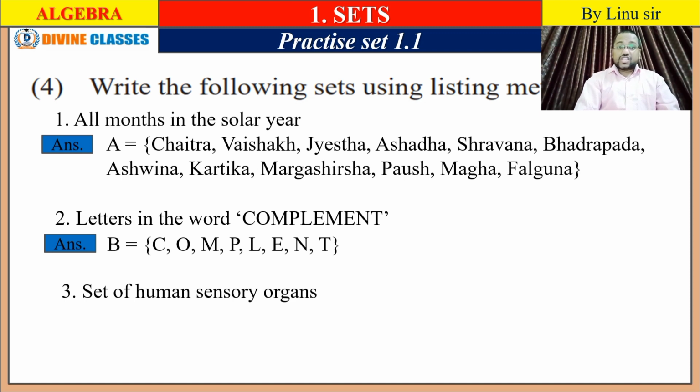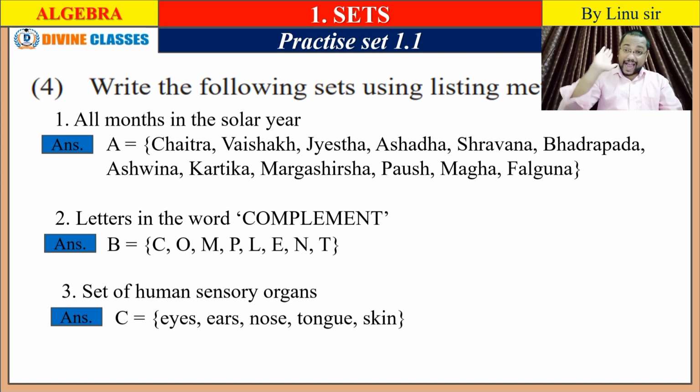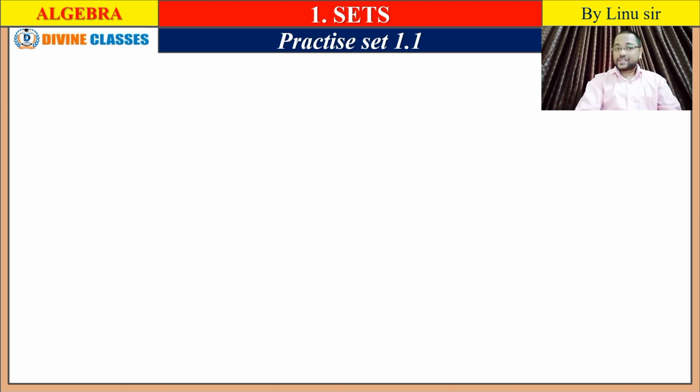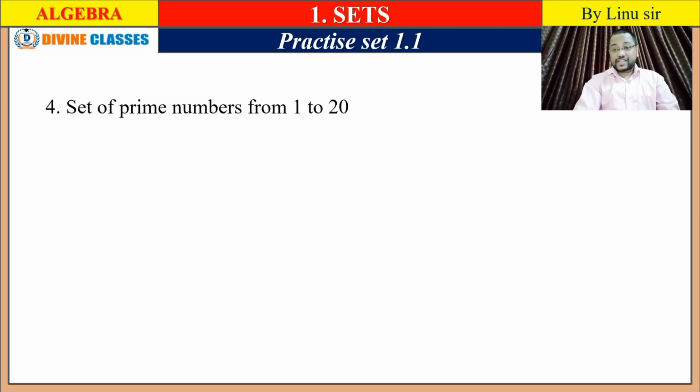Third is set of human sensory organs. This we have been studying from standard third, right? Or we had studied in standard third. It is C is equal to {eyes, ears, nose, tongue, and skin}. These are the sensory organs, 5 sensory organs.